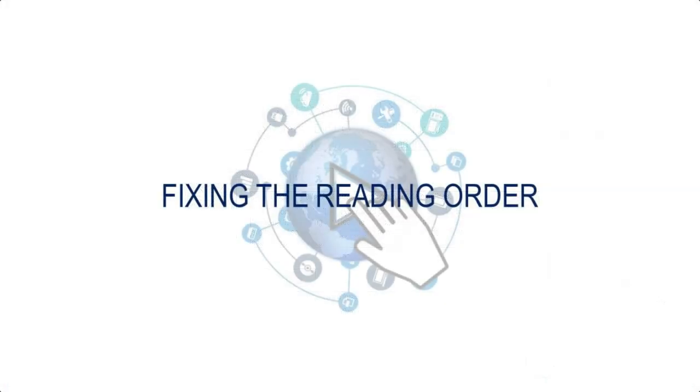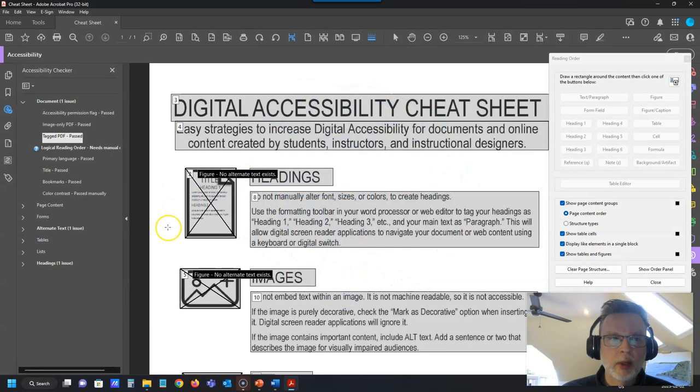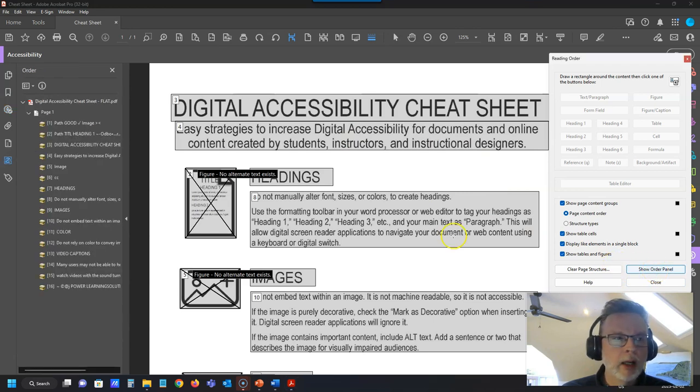My next step would be to fix the reading order and make sure that it's not reading this figure down here first, and then coming up to this figure, and then reading the title of the page and the subtitle, and then going on and reading things out of sequence because they're all jumbled up here. Well, I can fix that by opening the Show Order panel. So it's going to show me over here the order that everything is going to be read in.